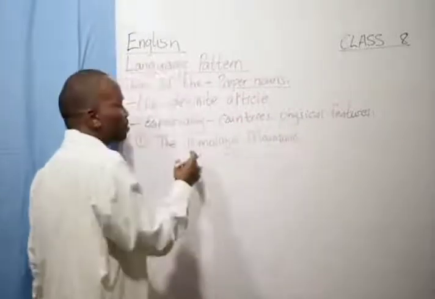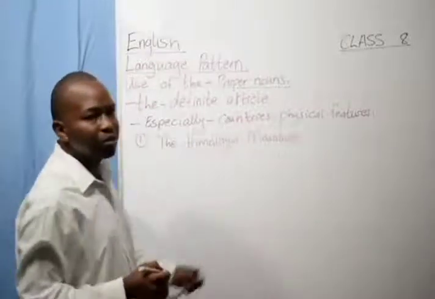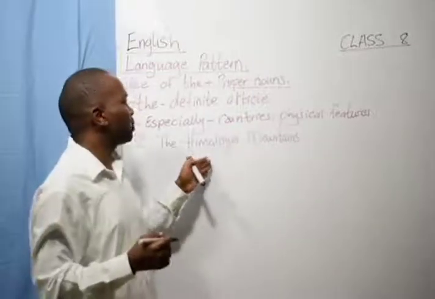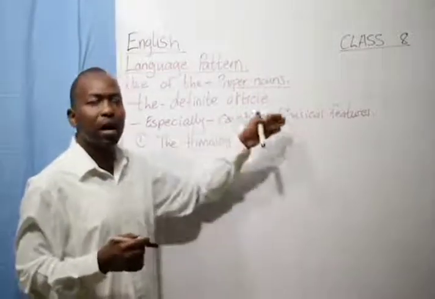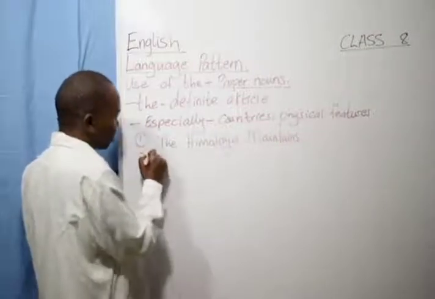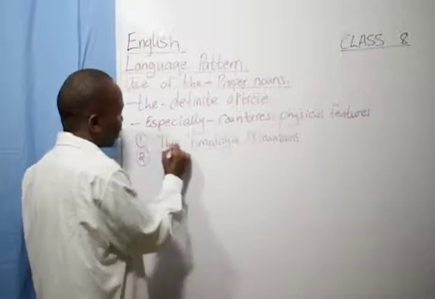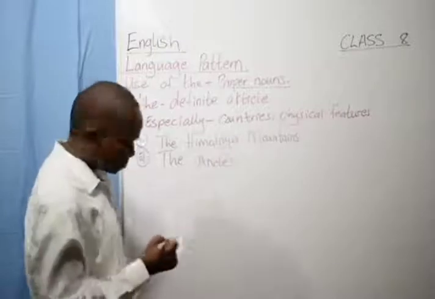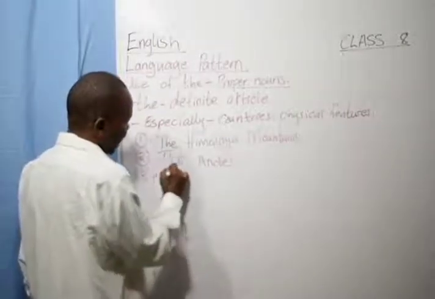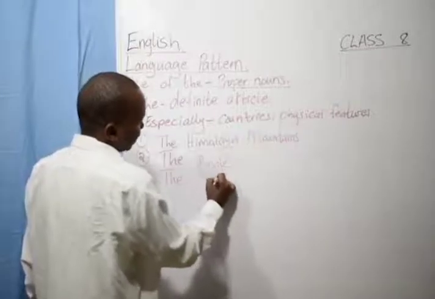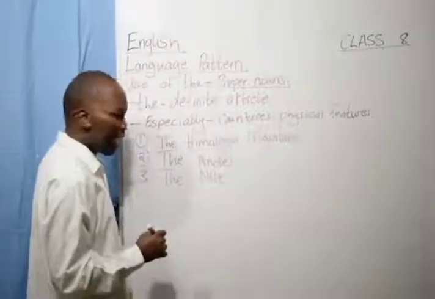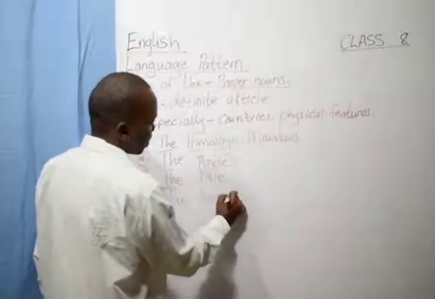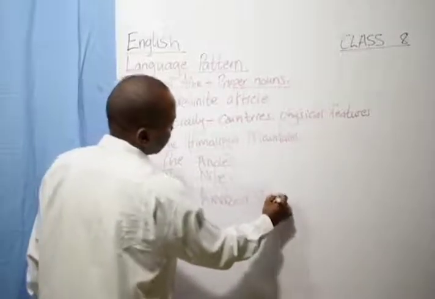Why would we say that? Because this one is a mountain range. It is made of many ranges, many mountains. So we say the Himalaya mountains. Alright, we also have, for example, this is a physical feature, the Andes. We can also talk about the Nile, the river Nile. We have also the Amazon, the Amazon River, yes.